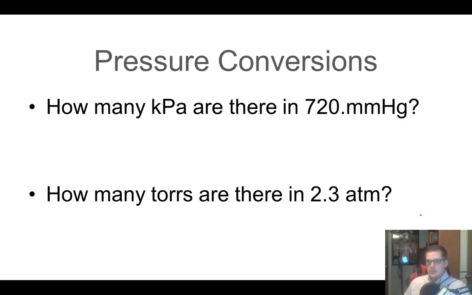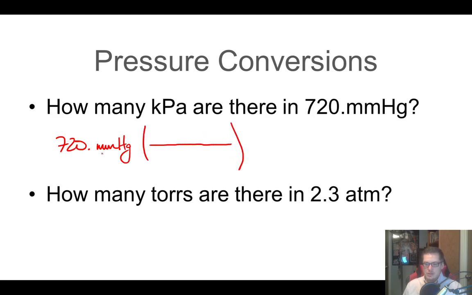It says, how many kPa are there in 720 millimeters of mercury? So we have 720 mmHg. This is what we're starting with, and this will look really familiar. We draw our little parentheses here. The unit we're starting from needs to cancel, so it goes on the bottom. So we put mmHg on the bottom. What are we going to? Well, we're going to kPa, so we'll put kPa up here.